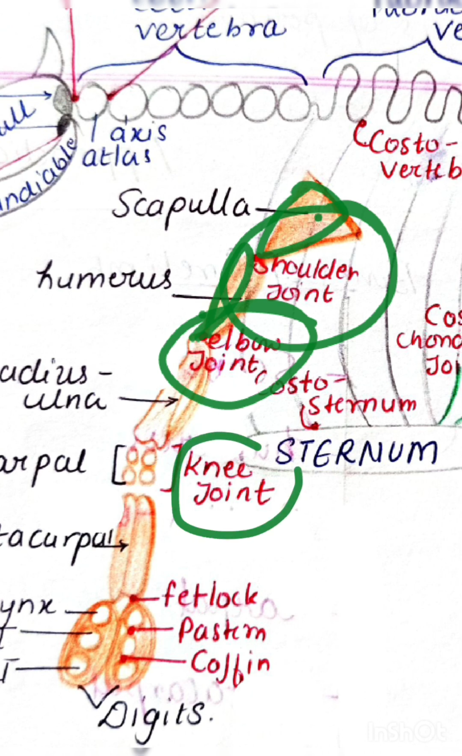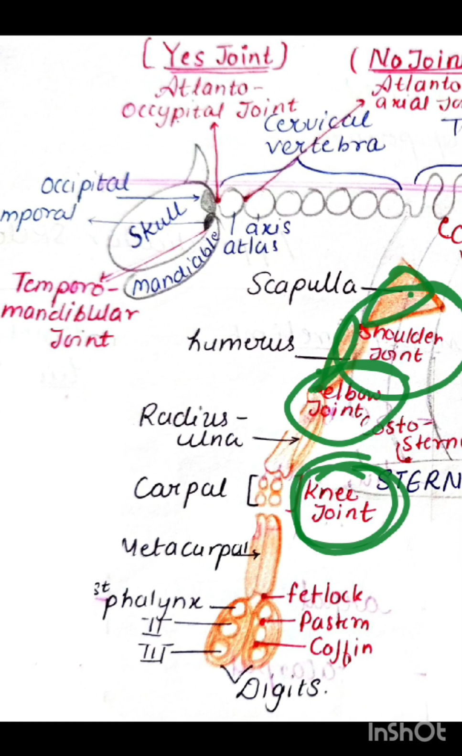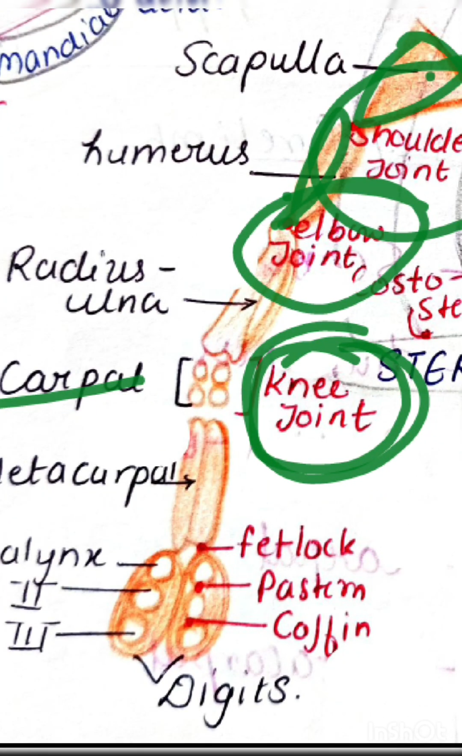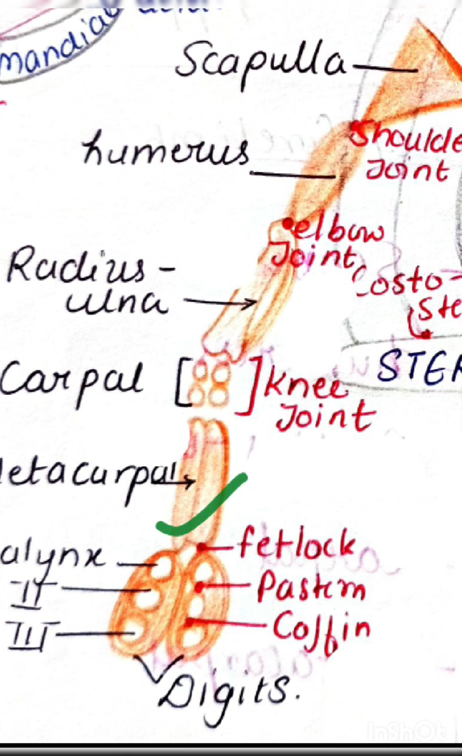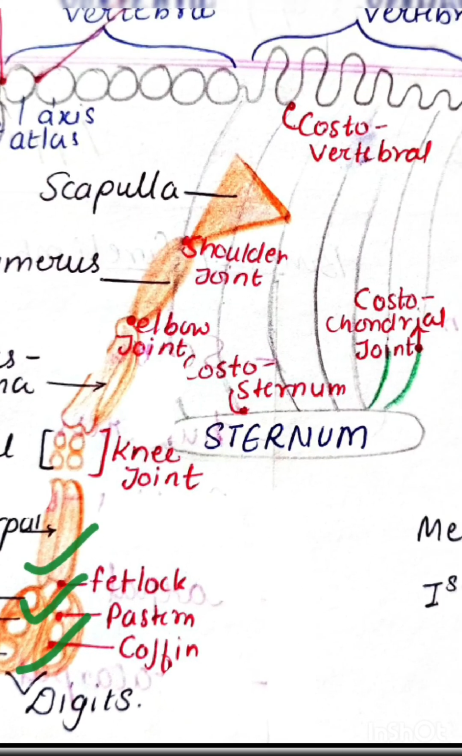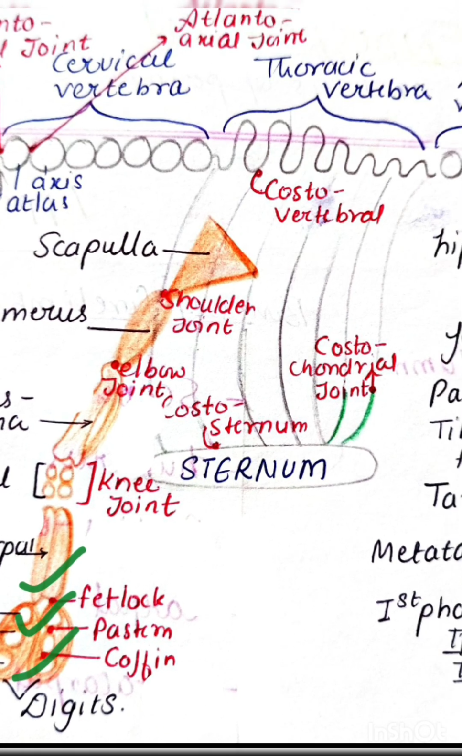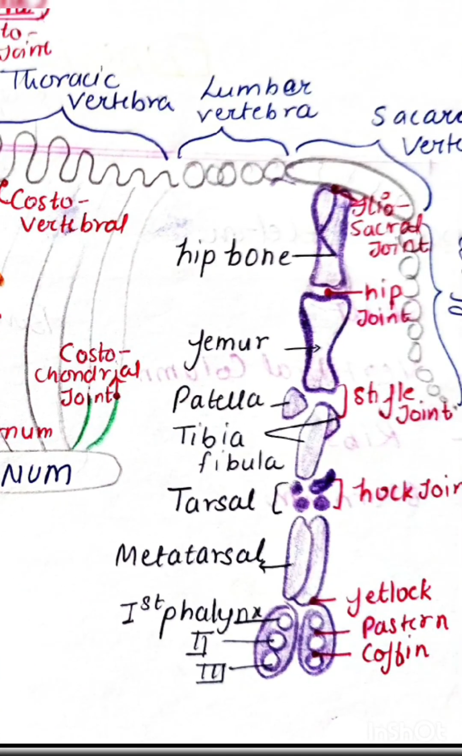Another one is the knee joint. It helps to move the animal's leg, and it is made by the carpals. Another one is the fetlock joint, formed by the metacarpal and phalanx, and it is the first joint. There are three joints: first fetlock, second pastern, and third coffin. Pastern and coffin are present between the phalanges, and these three joints are the same in the hind limb. Now we study the joints of the hind limb.